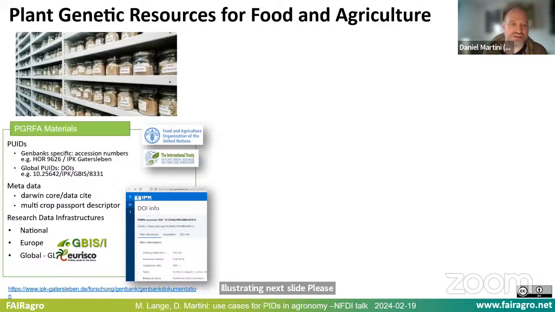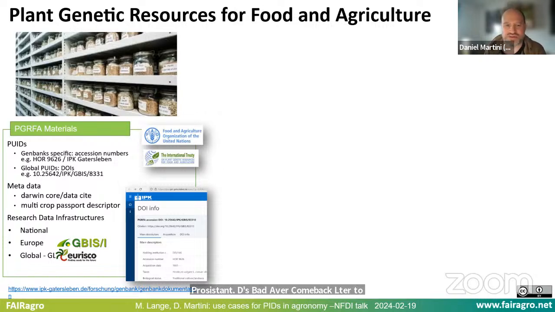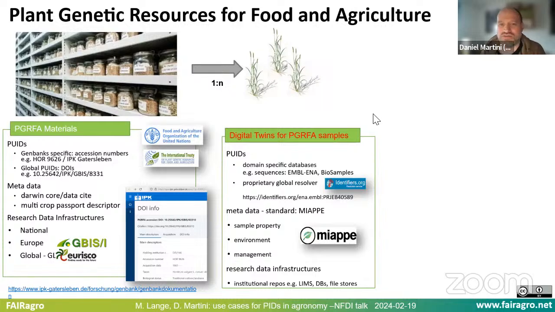As the situation is today, plant genetic resource material, these are samples taken from plants in the fields, in field trials, for example. Then they will be genetically analyzed, and in their current stage, they are either getting identifiers specific for the database therein. There are also certain activities of having global persistent UIDs. But I will come back later to the gaps and deficits we currently have. Of course, there are also metadata assigned to this, and this is already rooted in existing research data infrastructures.